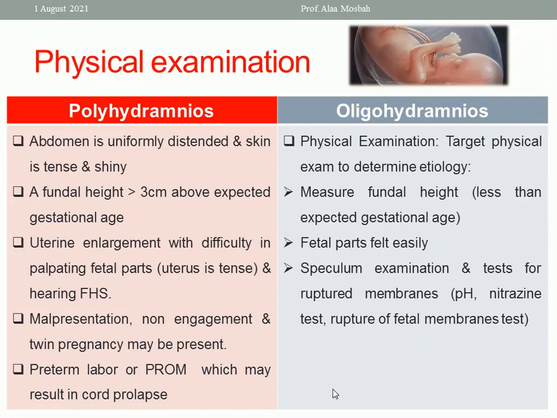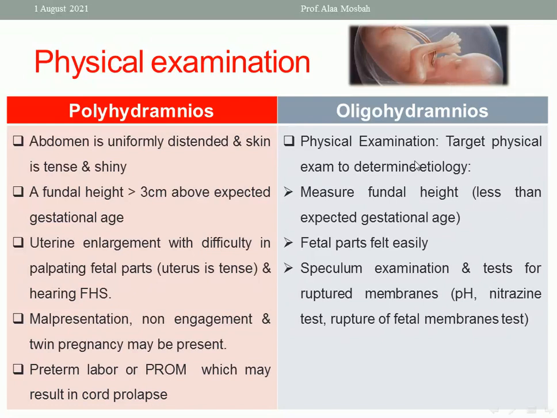Malpresentation is expected, of course, and the non-engagement, and you may diagnose multiple pregnancy as the cause of this polyhydramnios, in one sac or two sacs. Preterm labor or premature rupture of membrane may result in cord prolapse. And this is very important, and this is a very emergency situation.